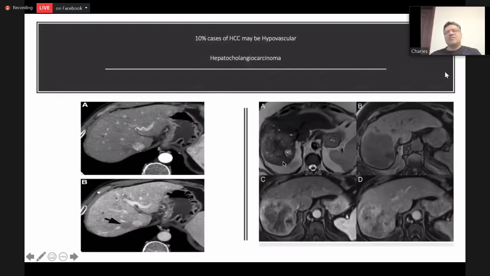Another entity that you rarely see is called the hepatocholangiocarcinoma, where in a cirrhotic liver you have an arterial enhancing lesion that progressively enhances in the venous phase. So these lesions have features of both hepatocellular carcinoma and cholangiocarcinoma. And unless you do a biopsy, you may not be able to make a diagnosis. That's a very rare tumor, less than 1% of the liver tumors in cirrhotic livers.